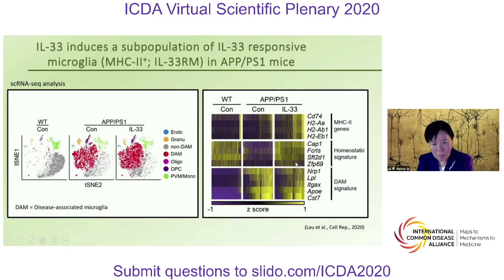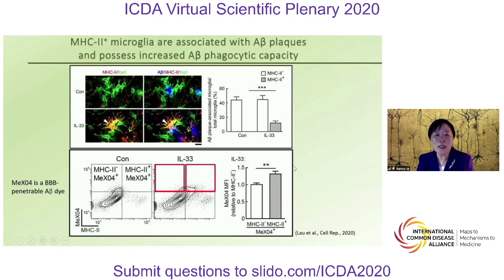So we then looked at whether microglia can interact with amyloid plaques. Since this microglia subtype expresses MHC2, that can be used as a marker gene for the microglia. So we performed co-staining analysis with MHC2 antibody and also IBA1 antibody. And IBA1 is the marker for microglia.